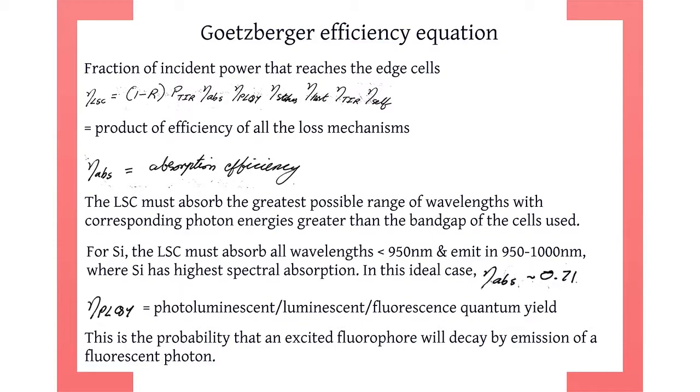The next term here, and we'll see this more carefully when we look at the spectrum, I'll point out what I mean by that. So the next efficiency term is what's called the photoluminescence quantum yield, which is basically the probability that an excited molecule, or a fluorophore, will emit a photon.